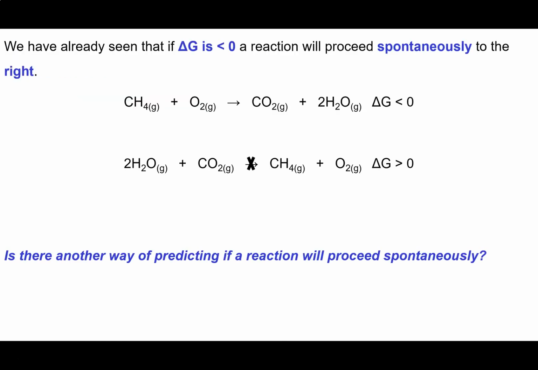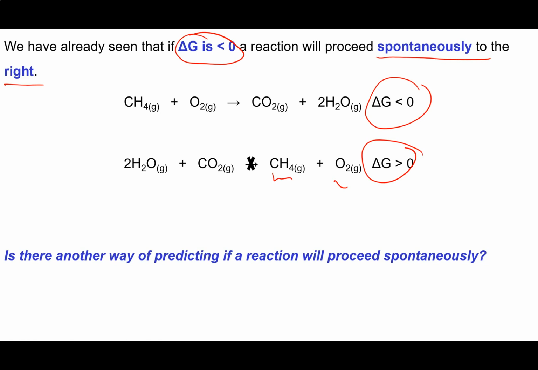changes in temperature. We already know from Chemistry 162 that if delta G is less than 0, then a reaction will spontaneously proceed to the right. If we take methane and burn it in the presence of oxygen to make CO2 and water vapor, delta G is less than 0. When we reverse the direction of a reaction, we reverse the sign of delta G, so combining water vapor with carbon dioxide doesn't spontaneously make methane and oxygen.